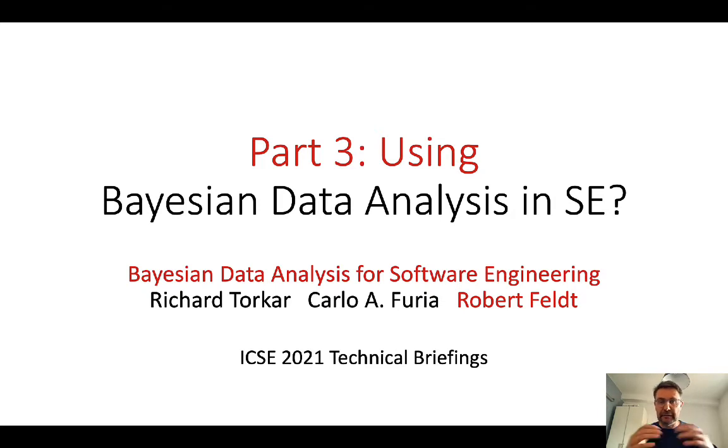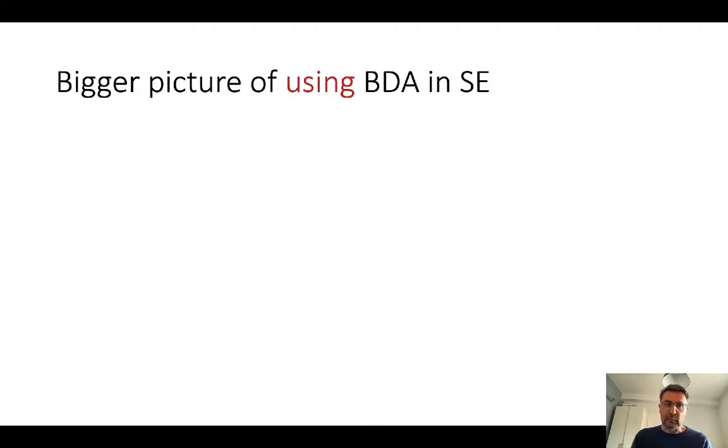I will talk in this third part about using Bayesian Data Analysis in software engineering. So a little bit, take it back to a higher level of what this can mean for our scientific field and for practicing software engineers. So what is the bigger picture?